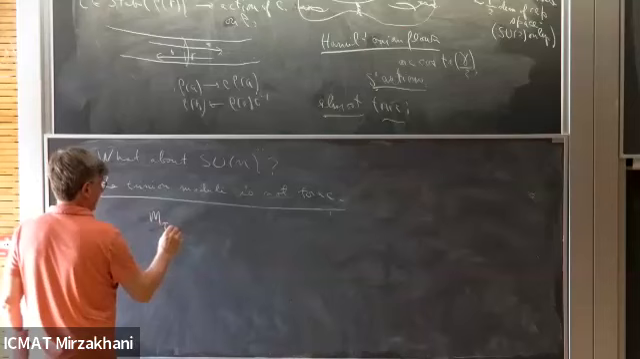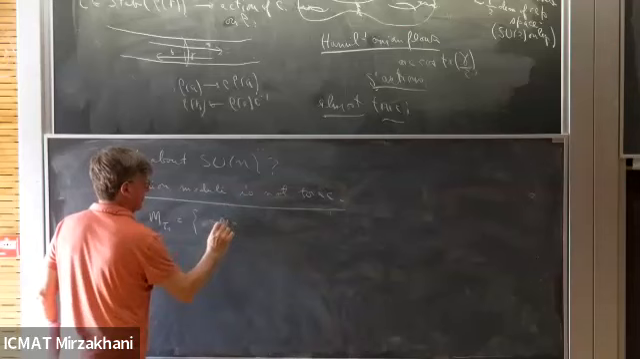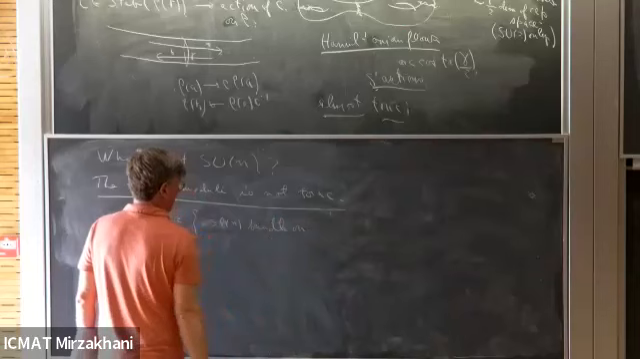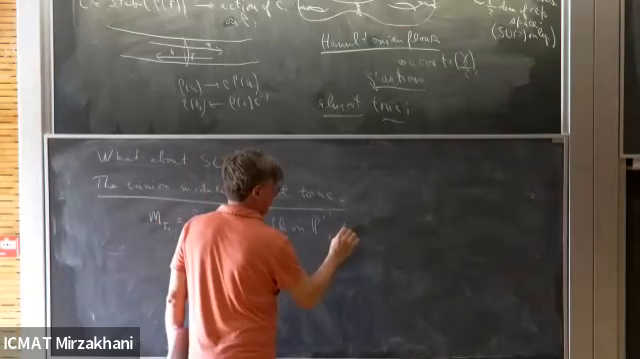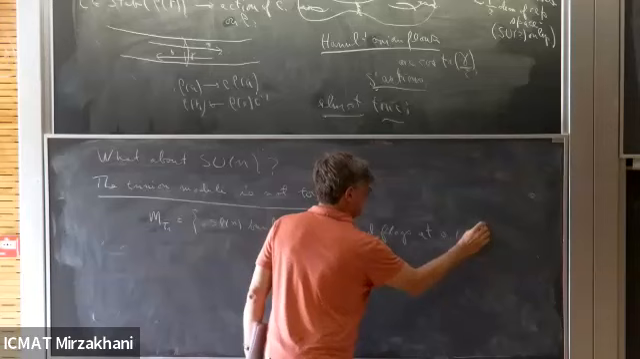Trinion was what? It's a rank N, that's an SU(N) bundle or SL(N) bundle on P1. And it's got these sort of frame trivializations, frame flags, so we say a frame flag at 0, 1, and infinity. Okay, and that's your space.